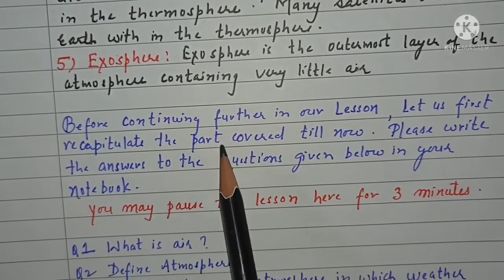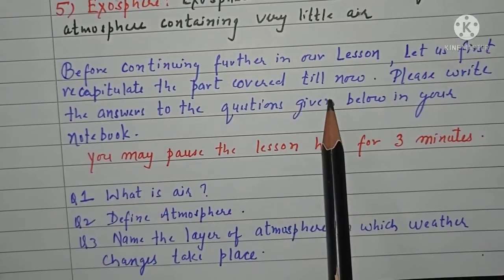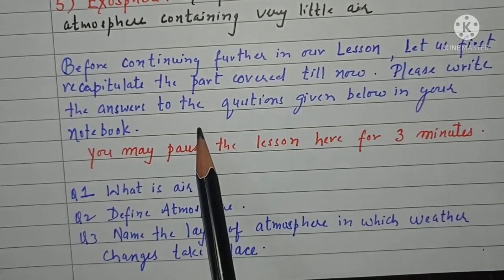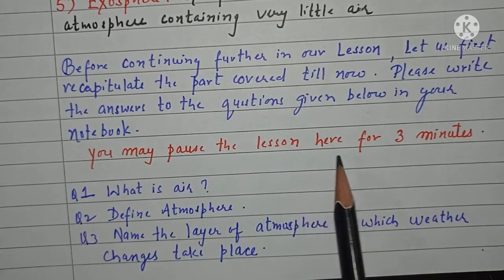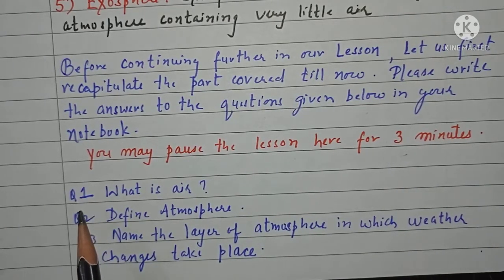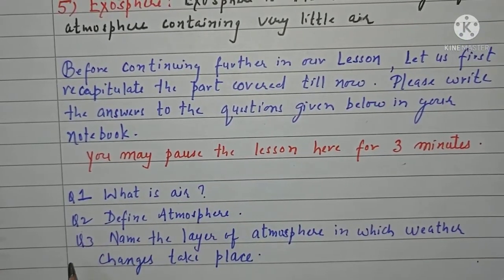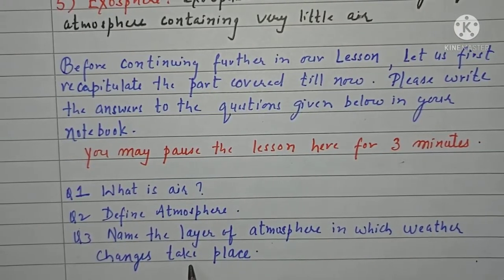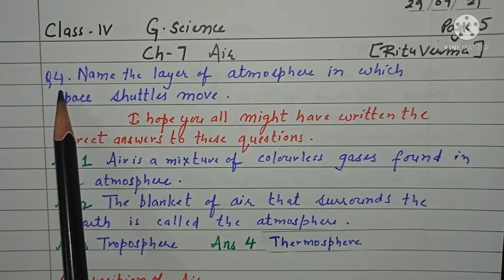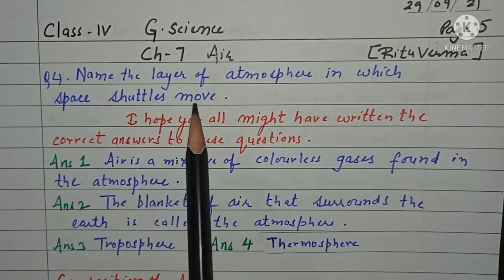And before continuing further in our lesson, let us first recapitulate the part covered till now. Students, please write the answers to the given questions in your notebook. And you may pause the lesson here for 3 minutes. Question number 1. What is air? Question number 2. Define atmosphere. Question number 3. Name the layer of atmosphere in which weather changes take place. And question number 4 is, name the layer of atmosphere in which space shuttles move.